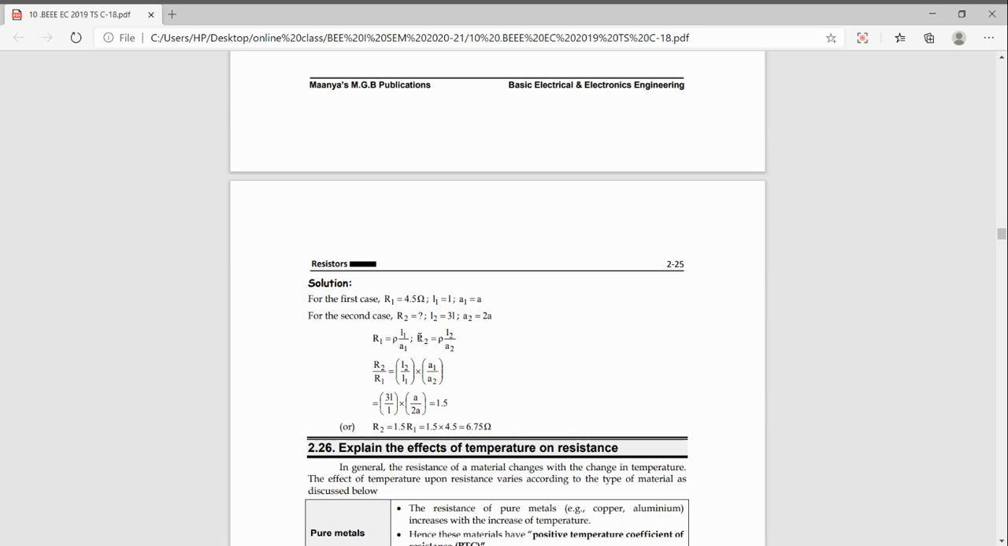So what is R1? R1 is 4.5 ohms. So R2 will become 1.5 times R1, so 1.5 into 4.5, which is equal to 6.75 ohms. So the R2 value is 6.75 ohms. Okay, right.